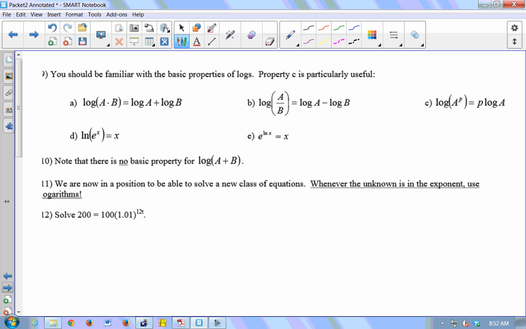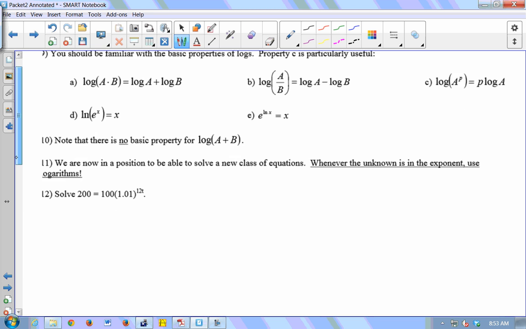Ln of e to the x is x because this is a composition of two inverse functions. They undo each other. And e to the ln of x, the same thing. This is a composition of two inverse functions. Inverse functions undo each other, so you get the x back. And there's no basic property for the ln of a plus b. So if you ever see that, you can't write that as log a plus log b.